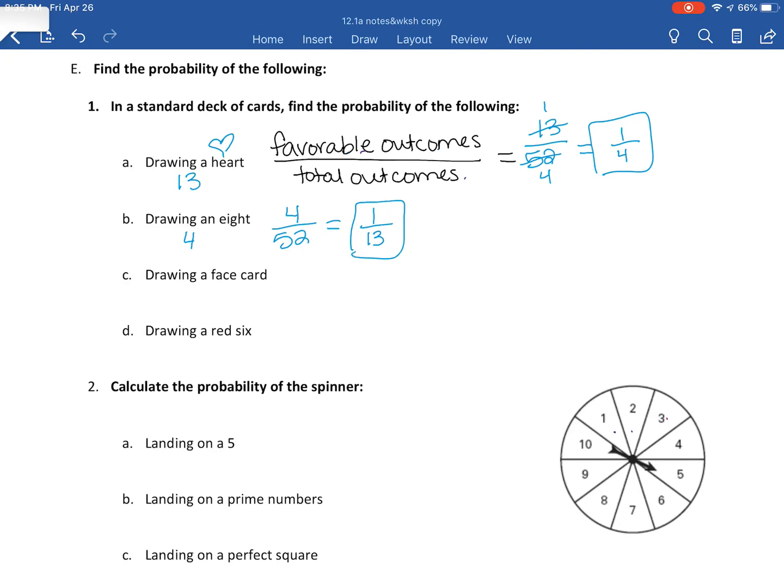How about the probability of drawing a face card? Well, remember our face cards, we have 4 kings, we have 4 queens, and we have 4 jacks. So that is a total of 12 cards out of our 52 possible outcomes.